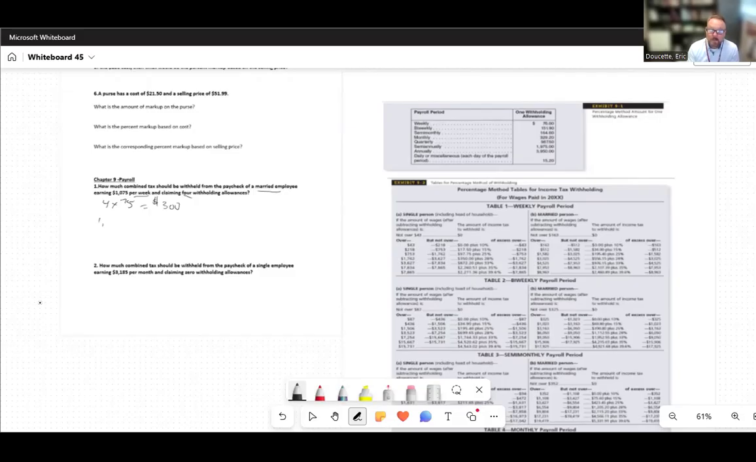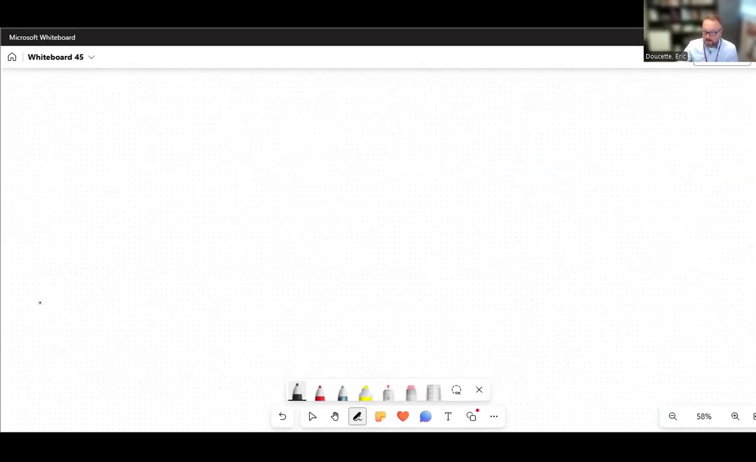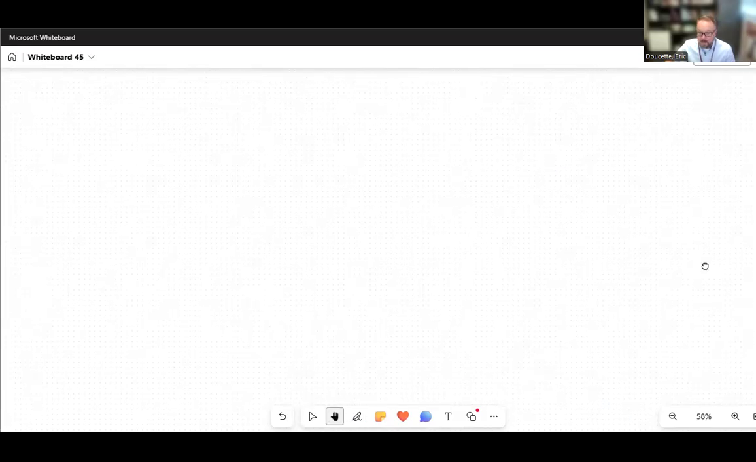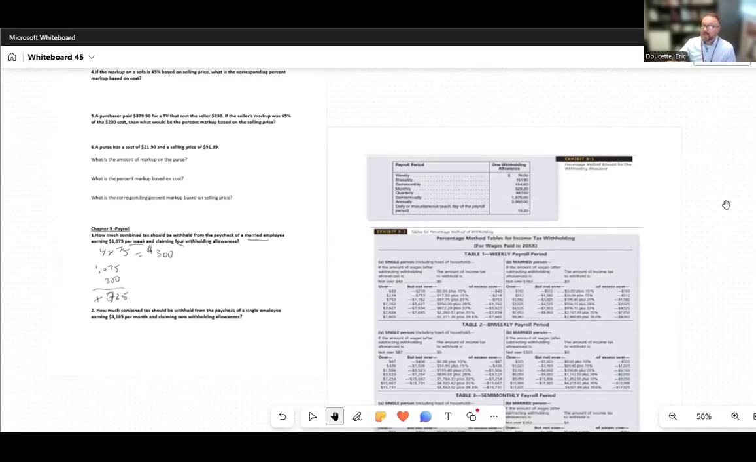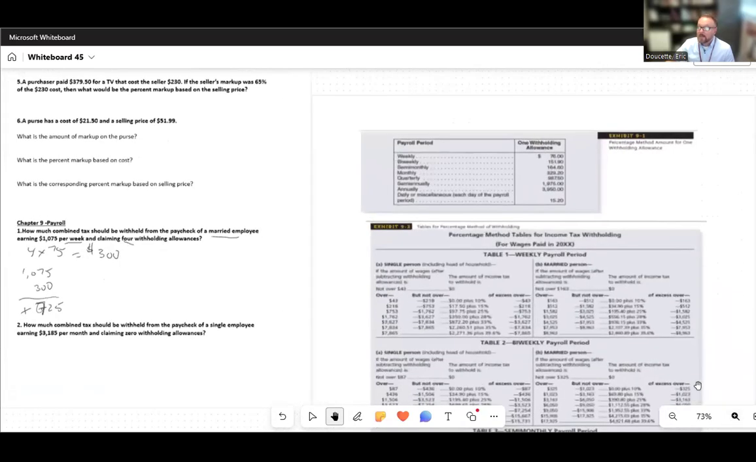So if I take my $1,075 and subtract the 300 from that, that's going to be $725 left. So now that's my taxable income. All right, that's the first step. My apologies. The first step is to figure out how much you don't have to pay taxes on. And then the second part is to figure out, okay, what is my taxable income now that I have done that? So we're saying he's married and he's paid weekly.